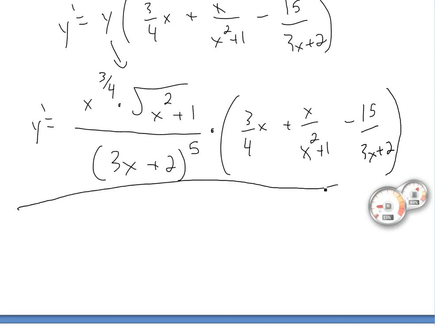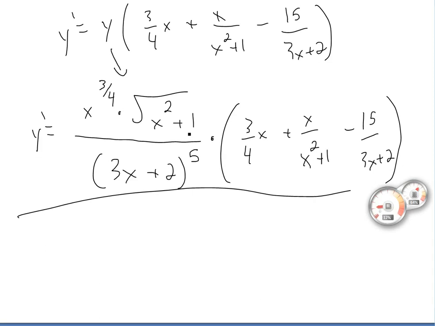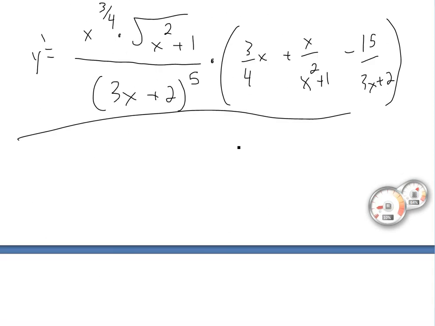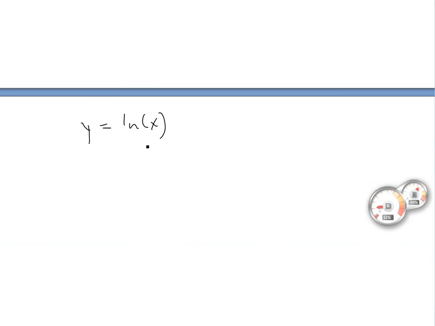That's our answer, and this saved us a lot of time instead of doing the other way, which would have taken forever and would have just looked ridiculous, doing the quotient and product rule. But the problem here is, if you were to graph, let's say y is equal to ln x, then the graph looks something like this.